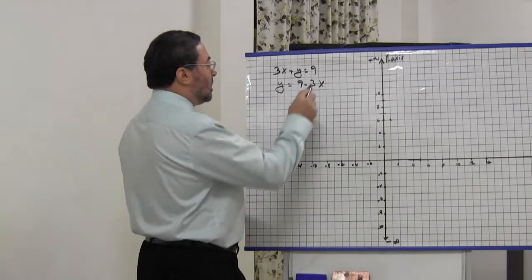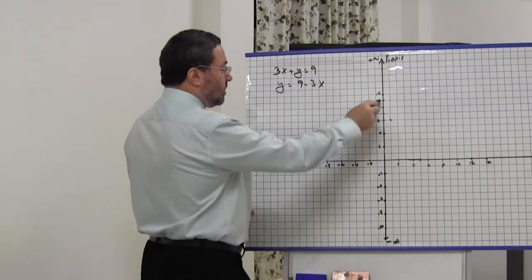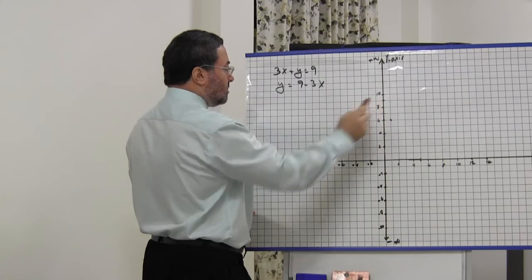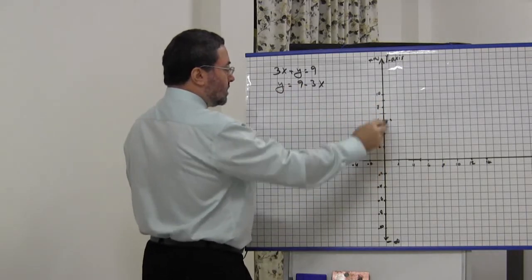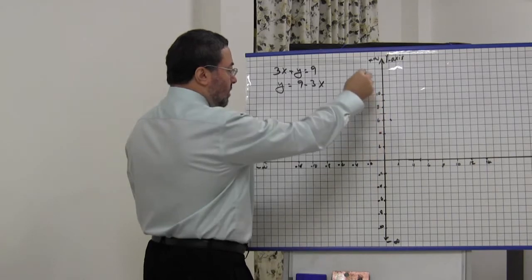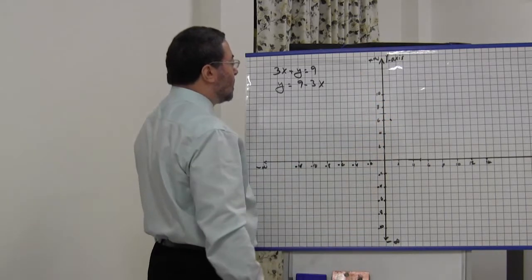Here, if x is 0, then y is 9. And this is my first point. If x is 1, then y is 6. This is my second point. And now I can draw the linear function.